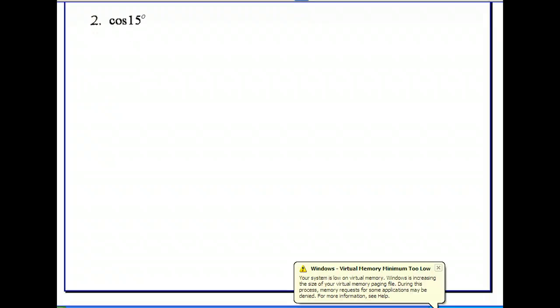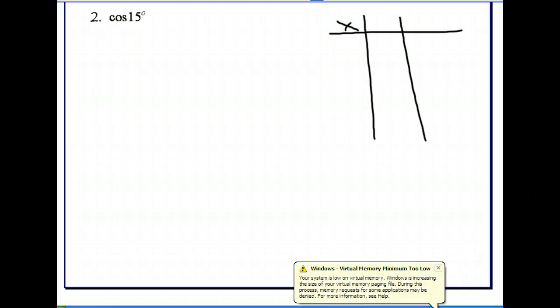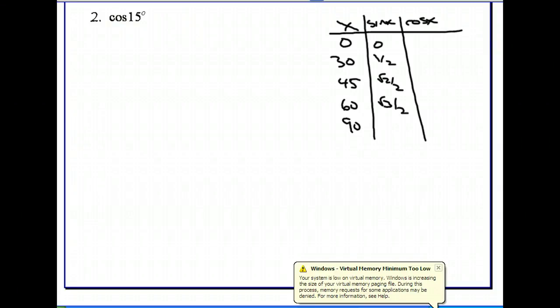All right, let's try it again. Cosine of 15. Let's duplicate that chart. I should have been smart and copy and pasted that over here. But it doesn't hurt to write it again. What do we know? 0, 30, 45, 60, and 90. That's degrees. Let's do our sine first, our cosine second. Sine, remember, is an increasing function in the first quadrant, that is. Cosine is a decreasing function. So we've got that chart.